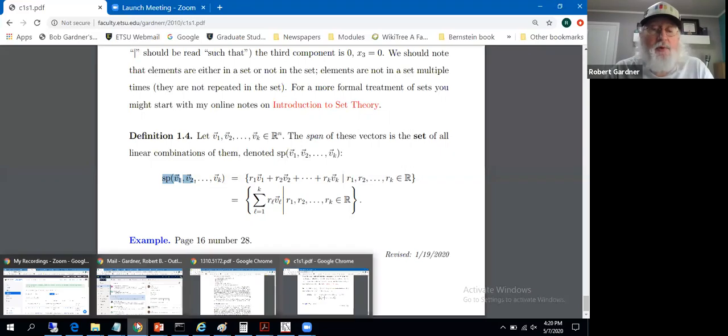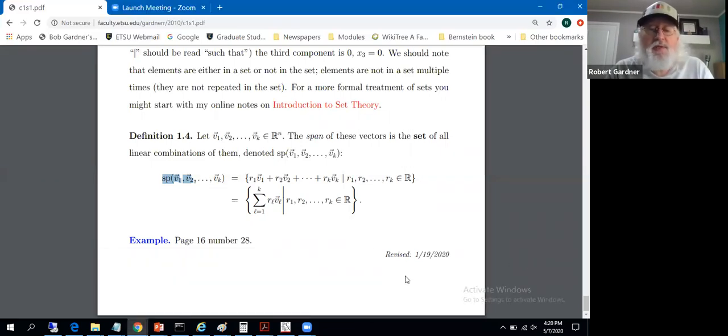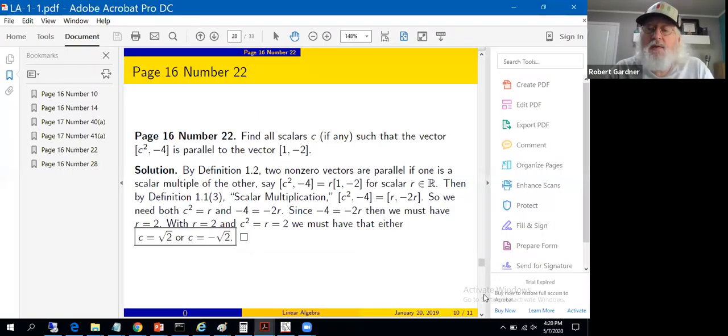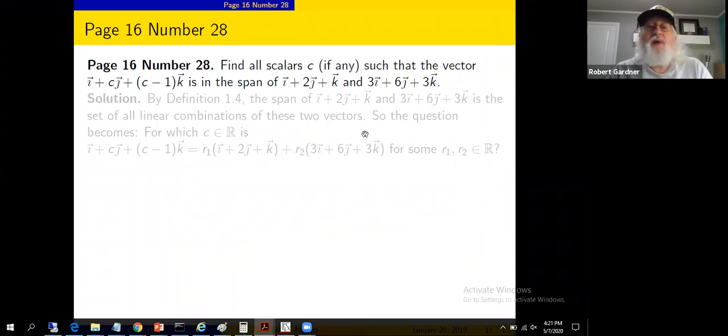One final example, number 16. The question is: find all scalars C, if any, such that the vector i plus Cj plus (C minus 1)k is in the span of i plus 2j plus k and 3i plus 6j plus 3k. So this is some practice with the ijk notation along with a practice of span, and some illustration of the idea of a span of two vectors in this case.